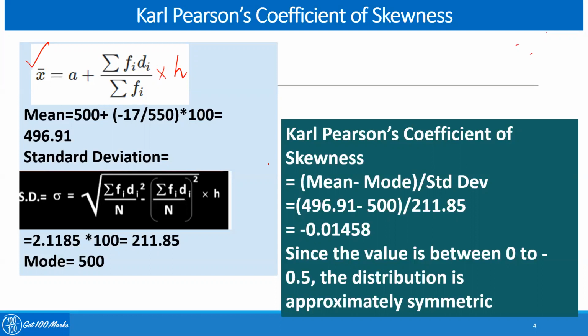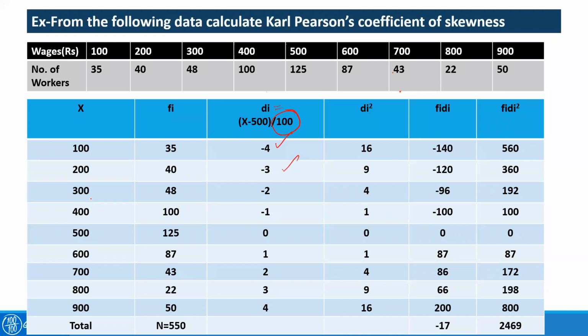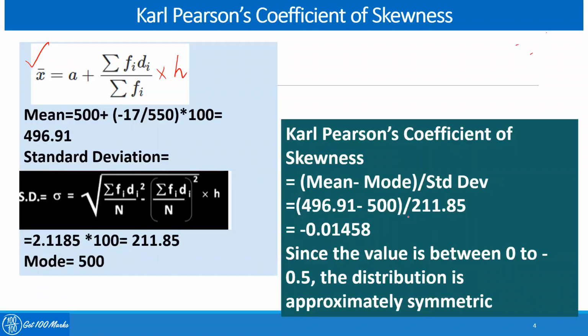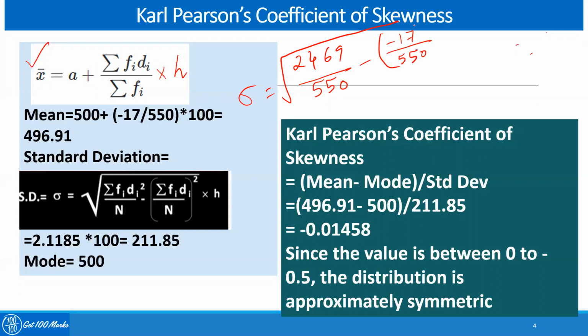So the standard deviation will be the square root of summation fi di square, which, if you remember, is 2469, divided by n, which is 550, minus summation of fi di, which is minus 17, divided by n, which is 550, the entire thing whole square, and outside we multiply by h, which is 100.